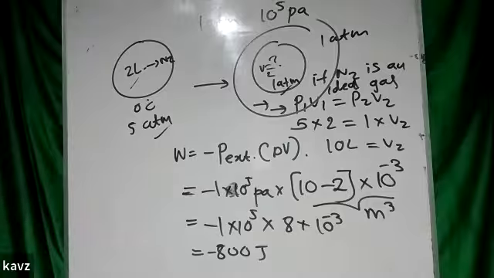No problem so far. 12th one. At 300 Kelvin temperature, 1 mole of ideal gas expands from 1 liter to 10 liters. Then calculate change in internal energy. Okay.